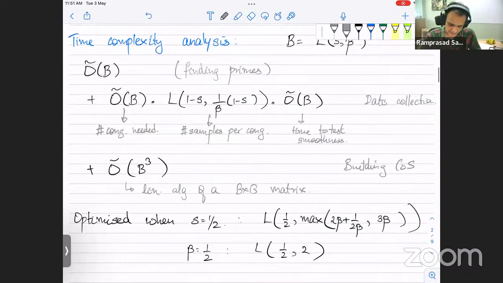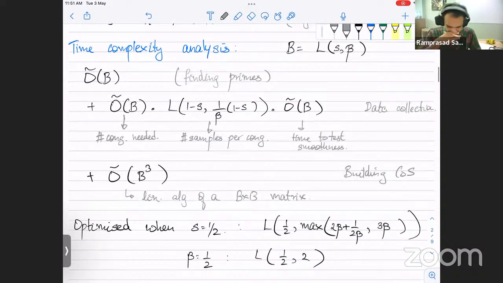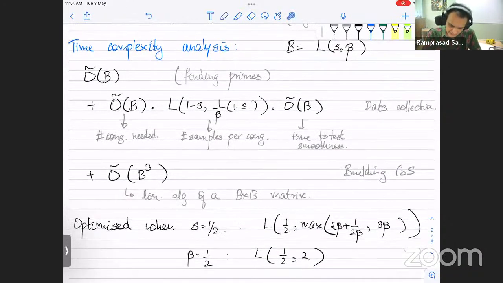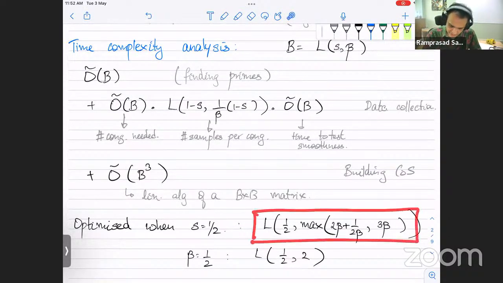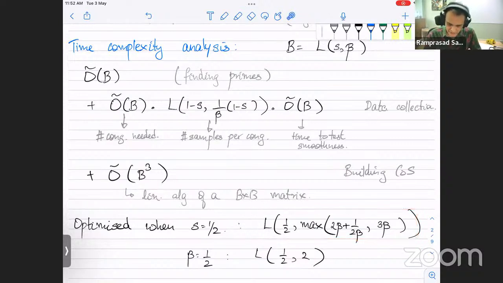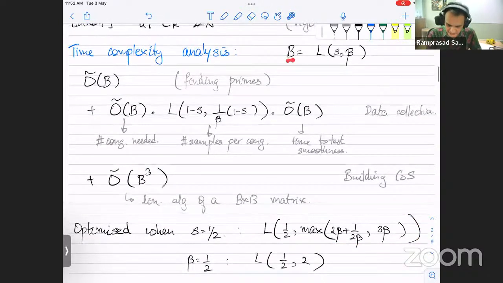Okay, so this was the rough thing. If you put them all together, you'll end up with something of this form. The best thing that you can do is, if your S is too small, that is, if your choice of B was such that S was less than half, then this number becomes more than half. This is bigger than L half, so that will start dominating.